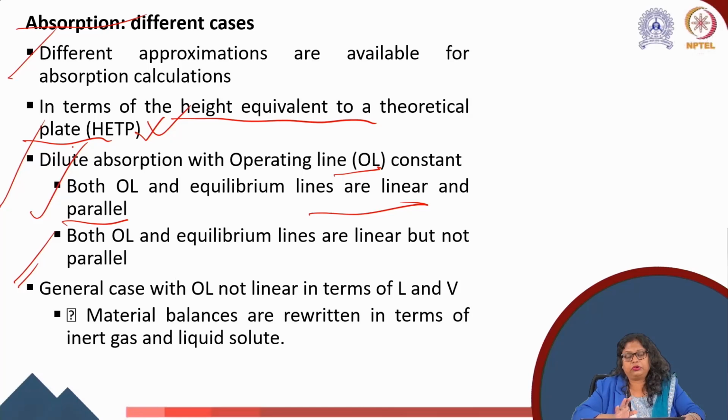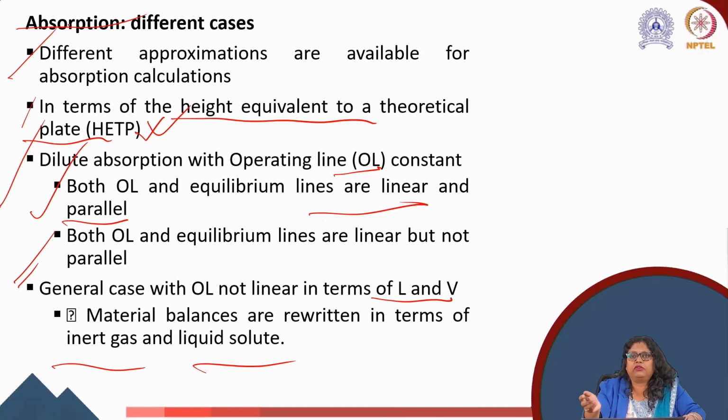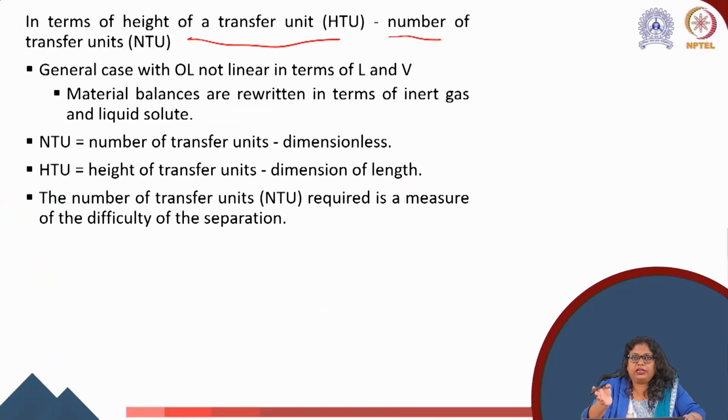So here we have two scenarios. The first one, dilute absorption with operating line constant, where you will have parallel lines, and then linear lines that are not parallel. Then the general case with operating line not linear in terms of liquid and vapor, where material balances are written in terms of inert gas and liquid solute, in terms of height of a transfer unit, HTU, and number of a transfer unit, NTU. So we have the first scenario in terms of height equivalent to a theoretical plate, then dilute absorption with operating line constant, then height of a transfer unit and number of a transfer unit.